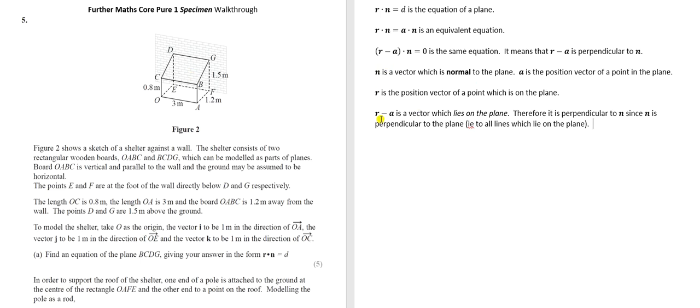So once we understand this and we know where these numbers come from and what these vectors represent, we can construct the equation of the plane. We just need a few things. We need a, which is the position vector of a point on the plane, and we need n.